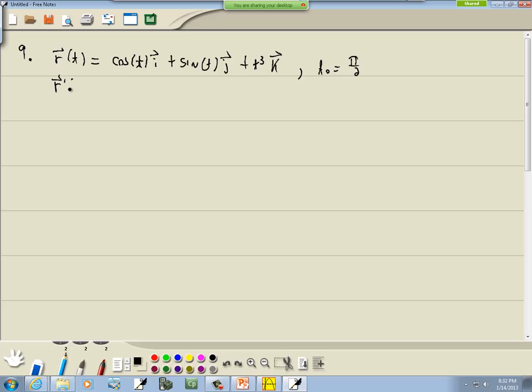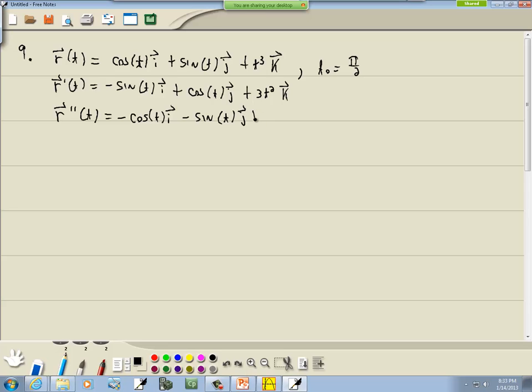So for our first derivative, the derivative of cosine is negative sine, so this will be a negative sine t i. Derivative of sine is cosine, so it becomes plus cosine t j. And derivative of this gives us 3t squared k. For our second derivative, derivative of negative sine gives us negative cosine. The negative just stays out in front, and then derivative of sine is just cosine. The derivative of cosine is negative sine, so this becomes minus sine t j. And then derivative of 3t squared gives us 6t k.